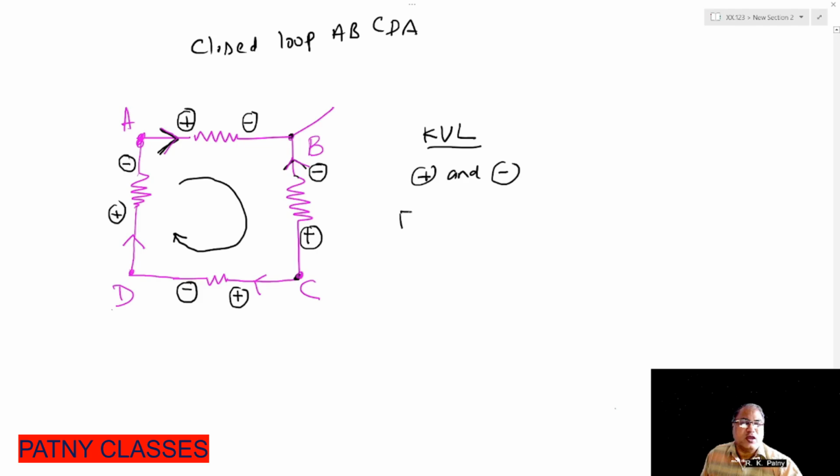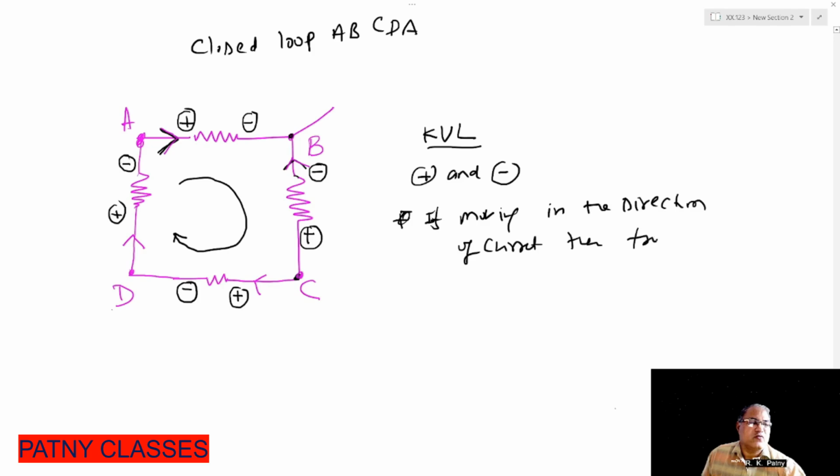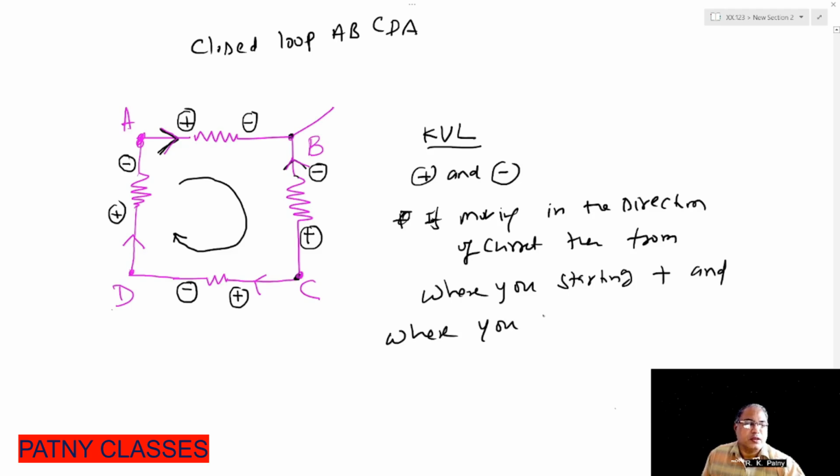If you are moving in the direction of current, then where you start is plus, and where you are going is minus. So you have to decide plus and minus. That is the first step of application of KVL.